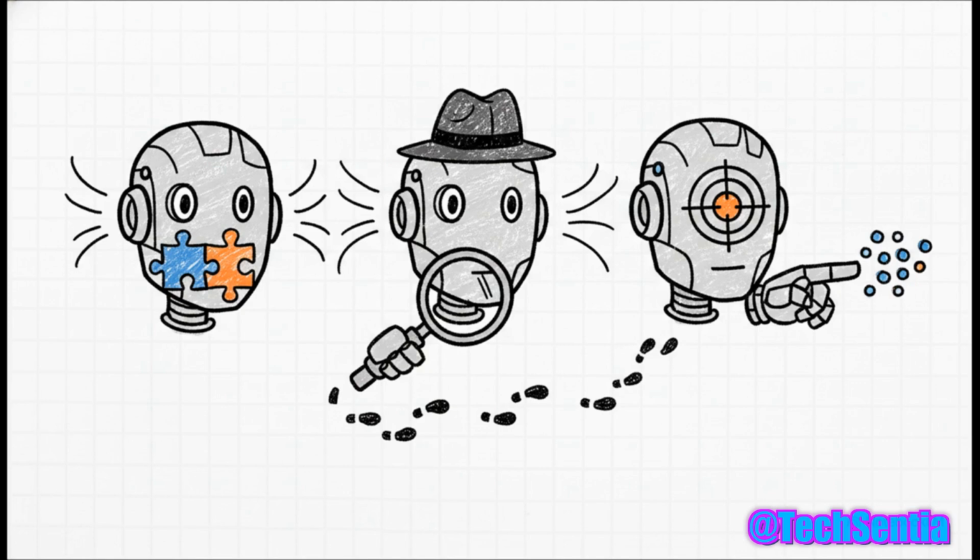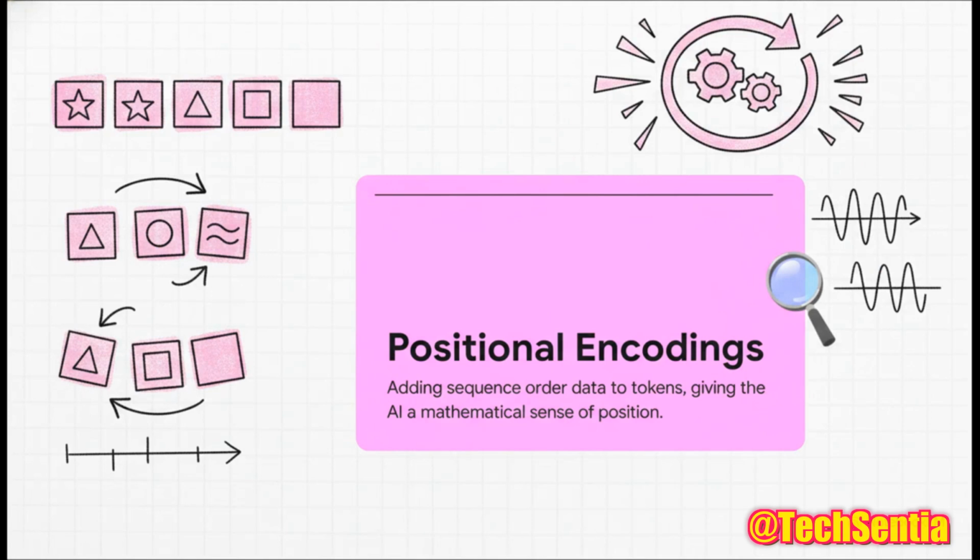Head A might be the grammar nerd, making sure subjects and verbs agree. Head B is the detective, hunting down pronouns to see who he or it refers to. And Head C might just be looking at words that are right next to each other. It's processing all these layers of meaning at once. But there's a slight catch here.